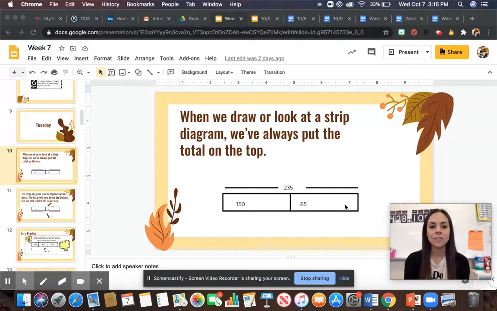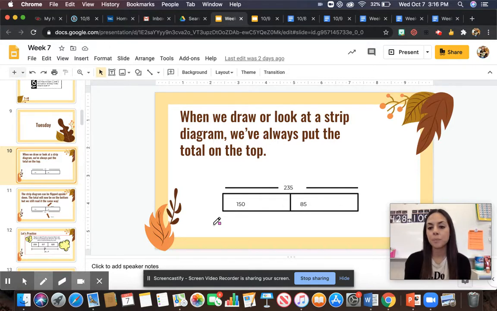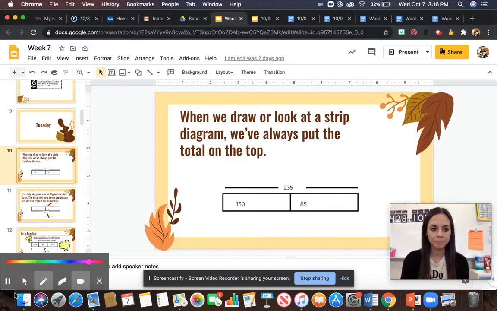Okay, so our lesson for today, we've been working on strip diagrams a lot for the past couple of weeks. So I wanted to talk to you guys about how we look at a strip diagram. And when we draw one or when we look at one, we've always been putting the total at the top. Remember, we have our parts at the bottom and our total at the top. Okay, this is how we've always seen it before.